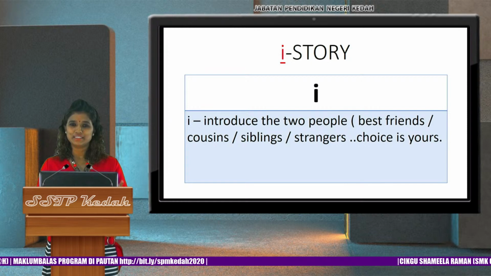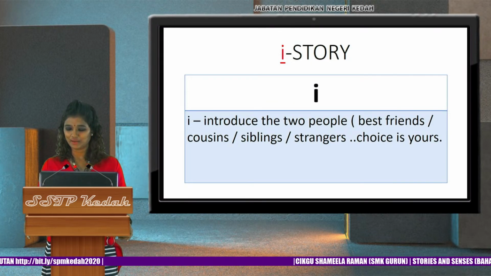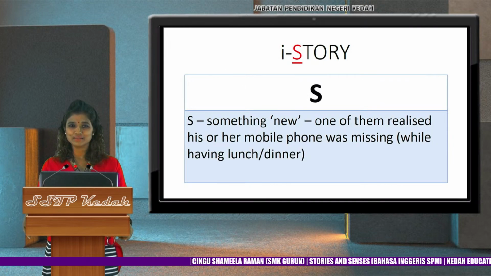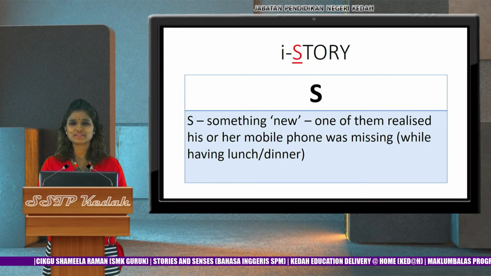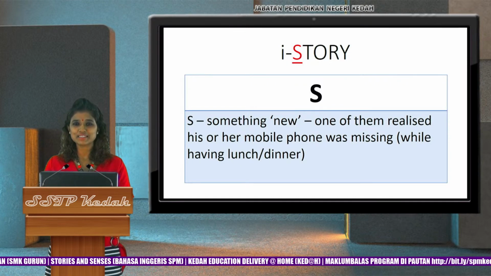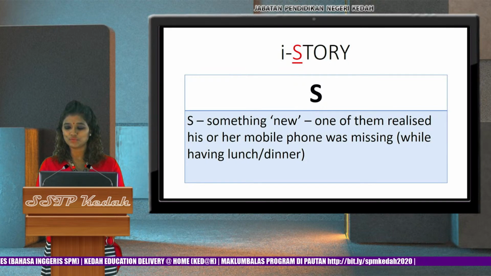Create a personality for each of them. One is quiet. One is talkative. Make them interesting. Then after I, we are moving to S, something new. So something new: 2 best friends having a meal, and then suddenly, one of them realizes the mobile phone is missing while having their food.